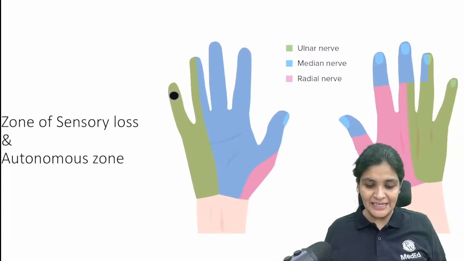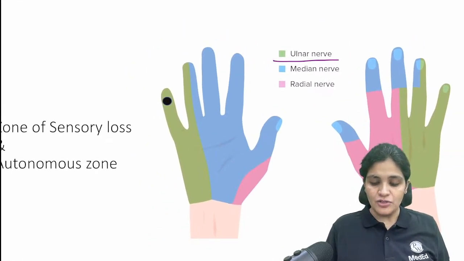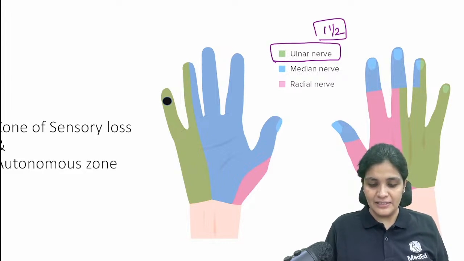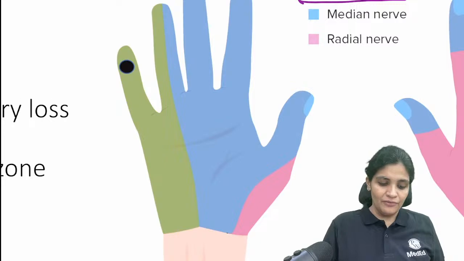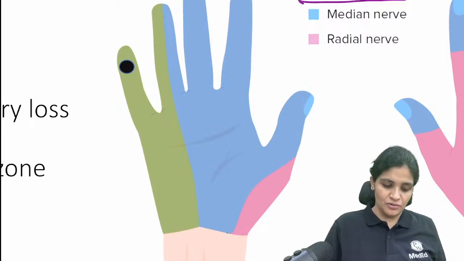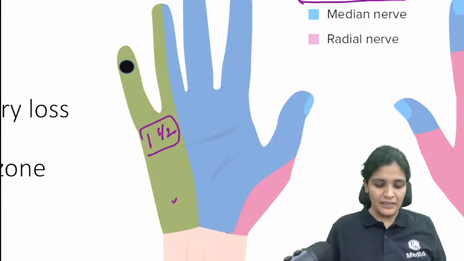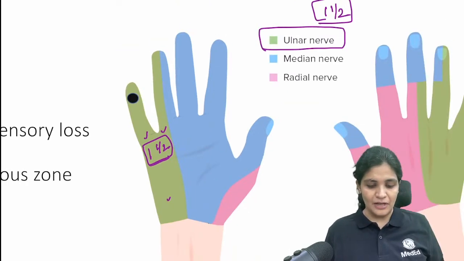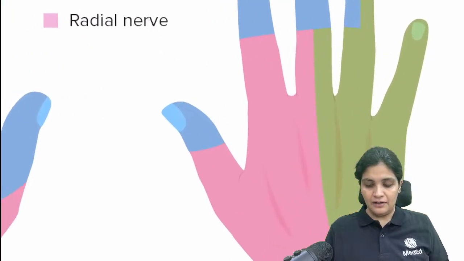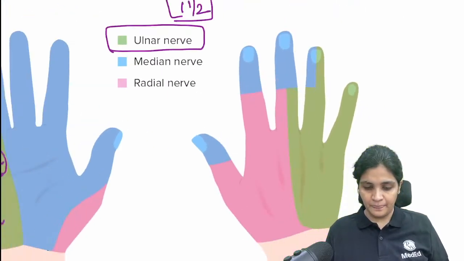So coming to the sensation. Ulnar nerve, as you all know, is the 1.5 nerve. So 1.5 fingers it supplies. This is the 1 finger completely and a half finger. So this 1.5 finger is by the ulnar nerve. These are the sensations which you have to look for in case of your ulnar nerve. So this is your ulnar nerve.